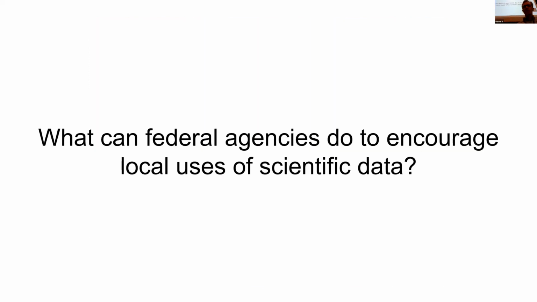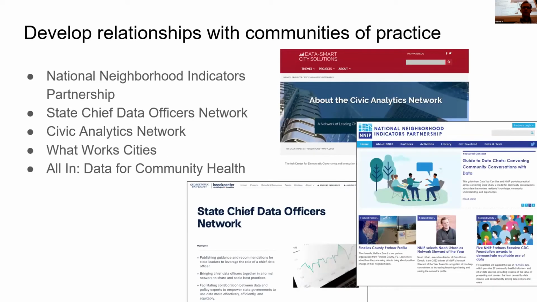But I want to close with some thoughts that I had in preparing for this presentation. What can federal agencies do to encourage local uses of scientific data? Developing relationships with communities of practice is really important. This is where all of us data intermediaries around the country come together, through the National Neighborhood Indicators Partnership. I think there's a meeting in DC in October, our annual partner meeting. I think we'd like to have somebody there from that. I talked to Stephanie about that and made the introduction.